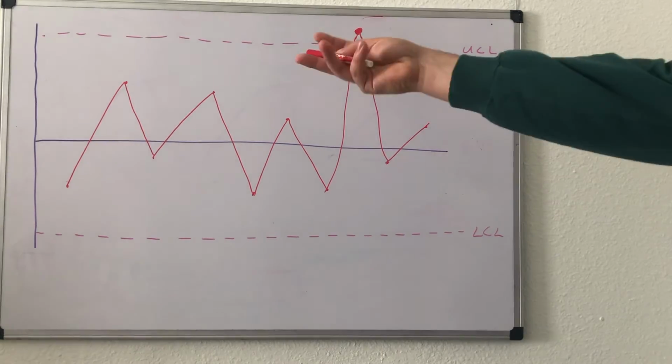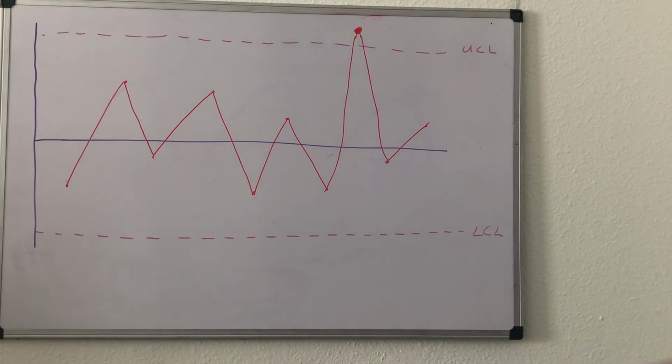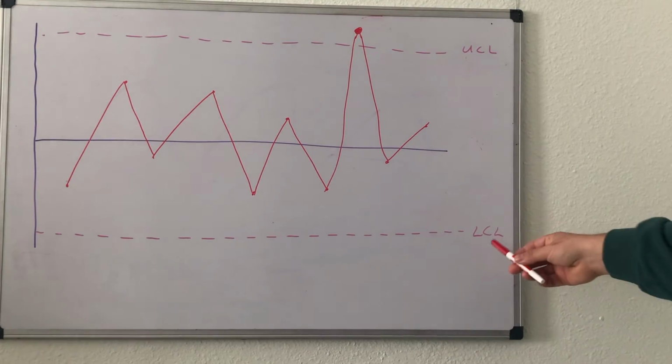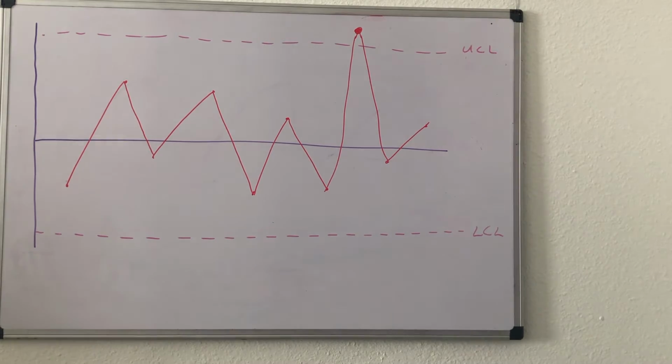Here we have our X-bar chart. The X-bar chart is comprised of a lower control limit, which represents the smallest size the hole can be, the upper control limit, which is the largest size the hole can be, and the center line, which represents the most ideal size of our hole.